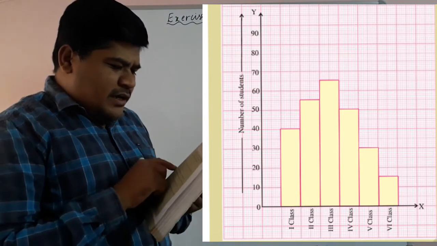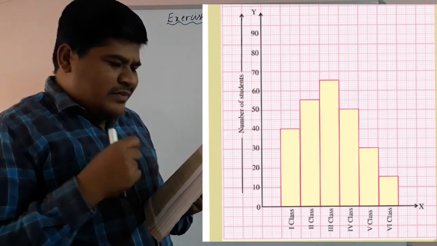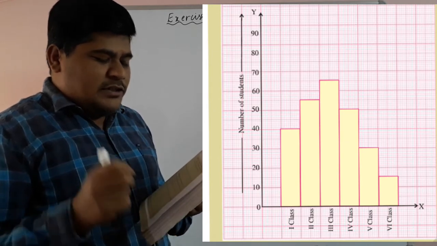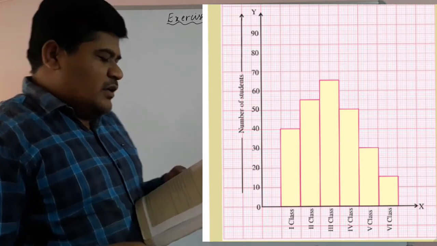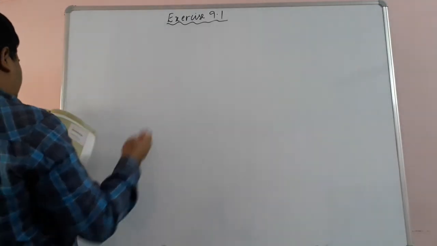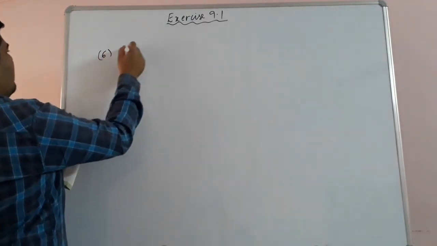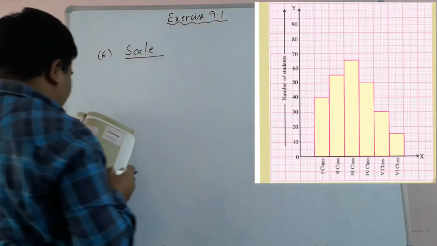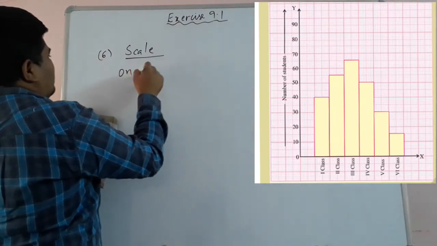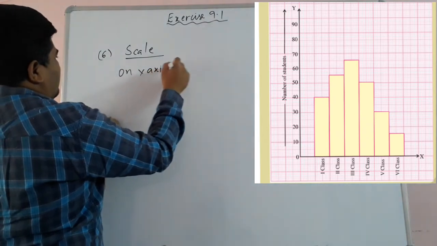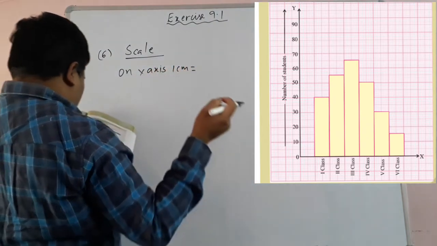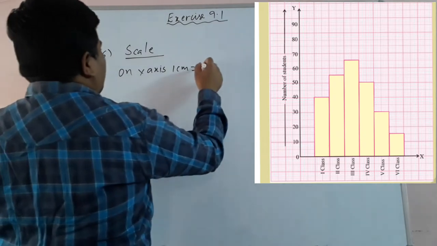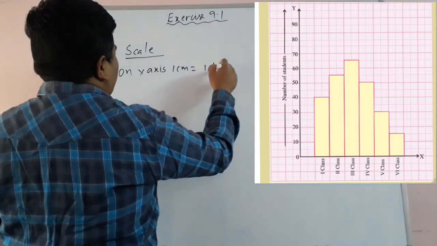Okay, and here write the scale and frequency distribution from this question. Okay, so children, here see, problem number 6. First we have to identify the scale. So on the x-axis what do you observe, children? On the x-axis, 1 centimeter is equal to, so here each box represents 1 centimeter, children. Okay, now 1 centimeter is equal to 1 class.